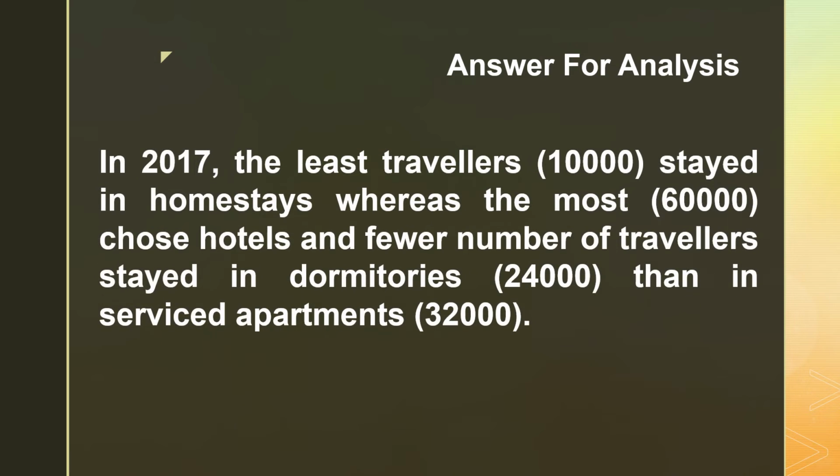Right, let me bring you to this. Okay, we are focusing only on 2017. In 2017, the fewest travelers, 10,000, stayed in homestays, whereas the most, 60,000, chose hotels, and fewer travelers stayed in dormitories, 24,000, than in service apartments, 32,000. All right.